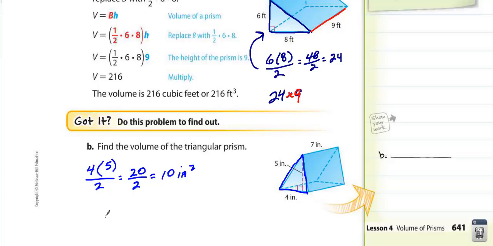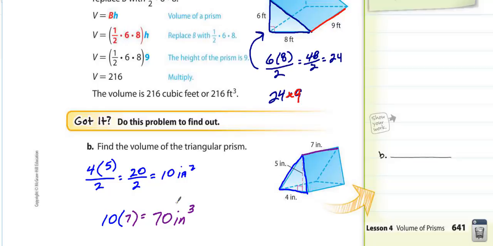Now we're going to take that 10 inches squared and we're going to multiply it by this height or length. We're going to multiply it by that, and that will give us the overall volume, which is 70 inches cubed. Okay, so rewind that. If that didn't quite make sense, go ahead and feel free to rewind it, and then we'll move on.